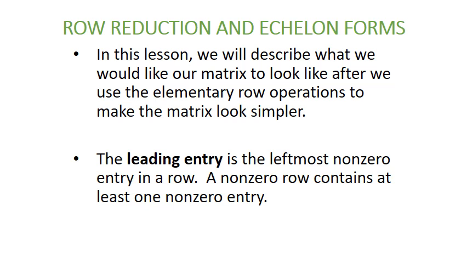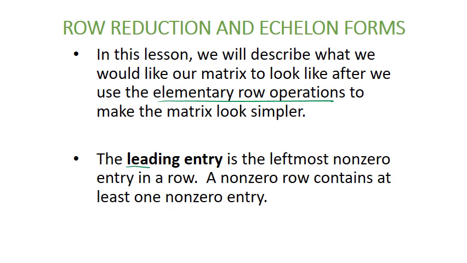So this row reduction in echelon forms that we'll see today is a variation of Gaussian elimination. And this method that I'm going to show you applies to any matrix. We kind of introduced this in the previous section, but what we're going to do is use those same three elementary row operations to make our matrix look easier.